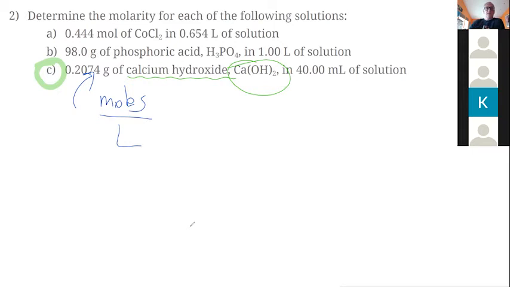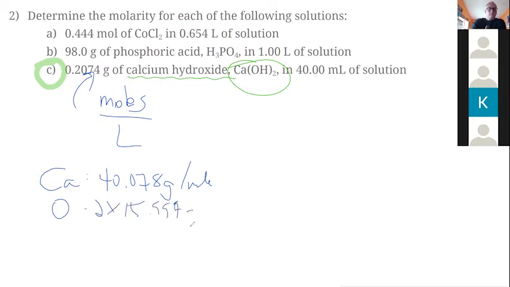The molar mass, the atomic mass number of calcium, which is 40.078 grams per mole, plus 2 times the atomic mass number of oxygen, which is 15.999, and then 2 times 1.008 for hydrogen, grams per mole, right. And so what does that give me as a molar mass?